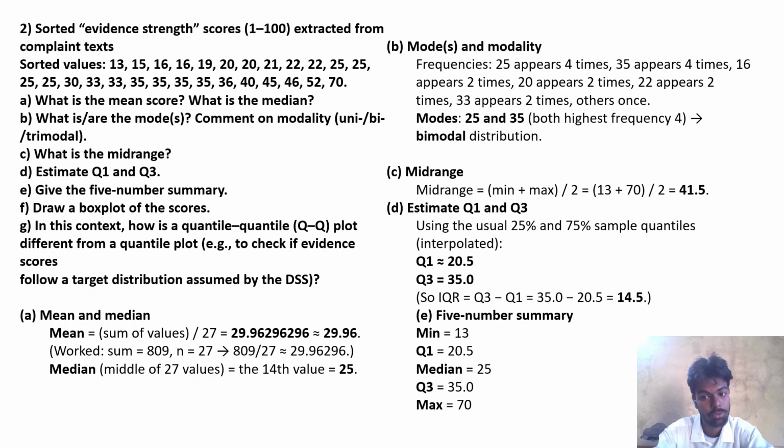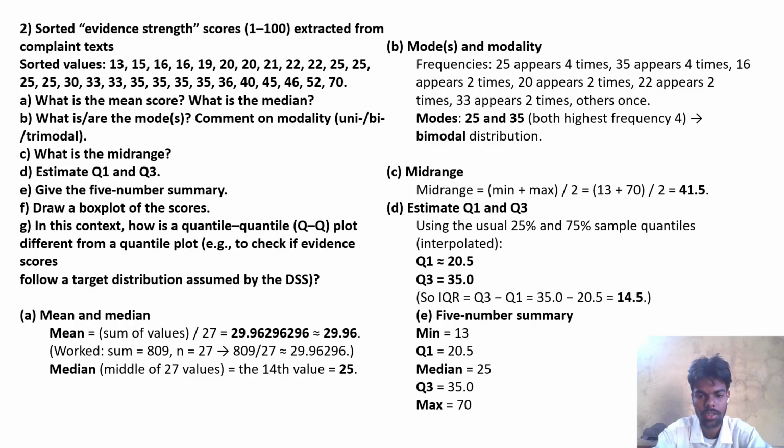Frequency: 25 appears 4 times, 35 appears 4 times, 16 appears 2 times, 20 appears 2 times, 22 appears 2 times, 33 appears 2 times, and the other ones. The mode is 25 and 35. Both have the highest frequency of 4. That's a bimodal distribution. The modality is bimodal.